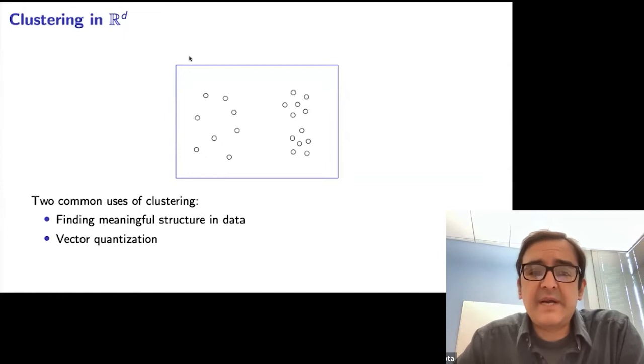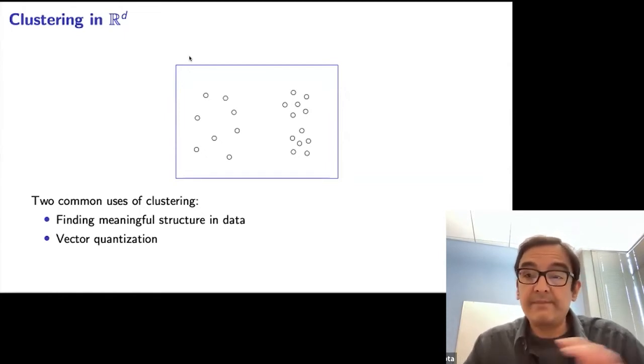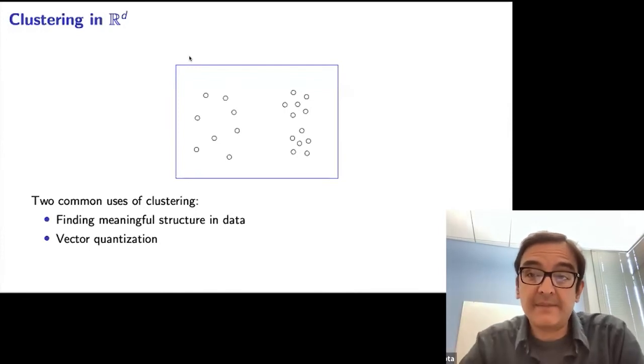A very different type of application is vector quantization. There's basically some sort of enormous space, and what you want is a finite set of representatives for the space, where each point will just be associated with its closest representative. In those kinds of applications, you don't care about any natural clusters or any meaningful structure. The only thing you care about is the error induced by this discretization.